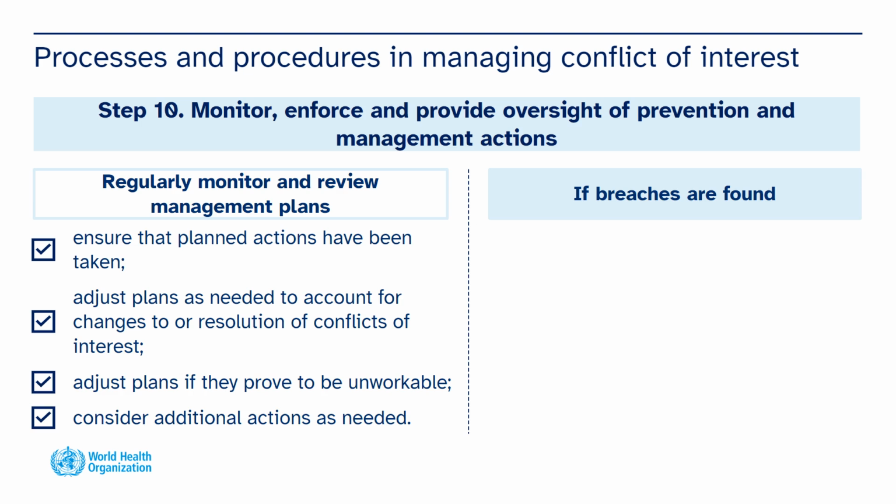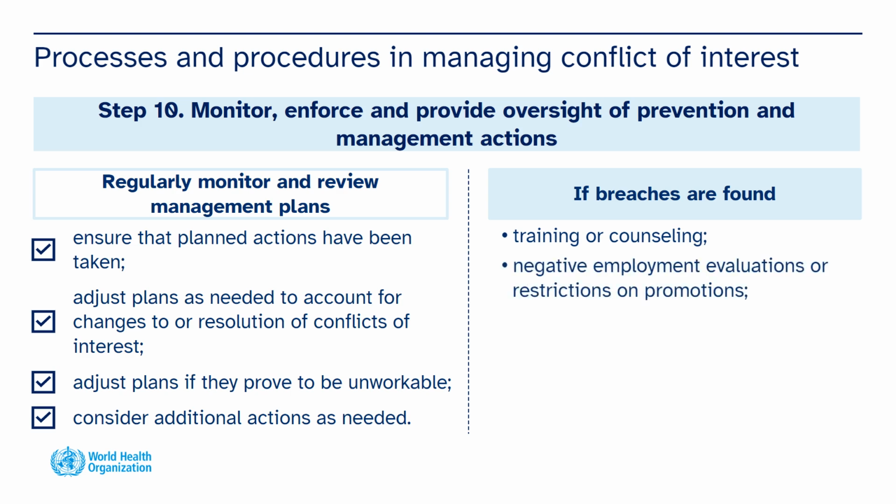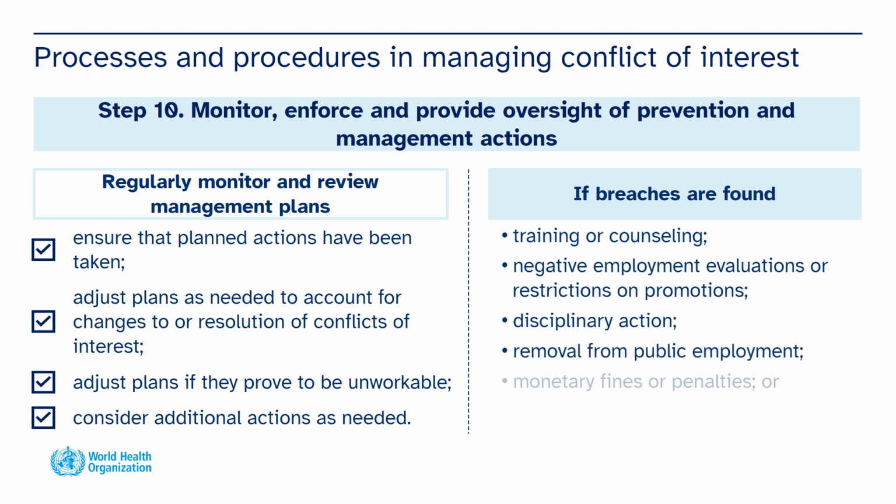If it is determined that conflict of interest policies and procedures have not been properly adhered to, a range of measures can be taken depending on if the individual is a public employee or an individual providing a service to the government. Measures can be corrective or punitive and include training or counseling, negative employment evaluations or restrictions on promotions, disciplinary action, removal from public employment, monetary fines or penalties, or restrictions on future engagement.